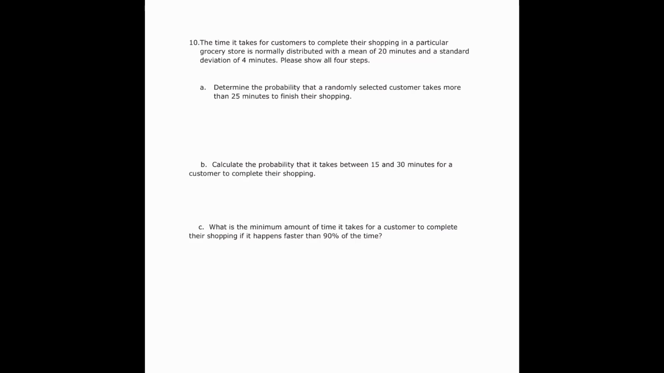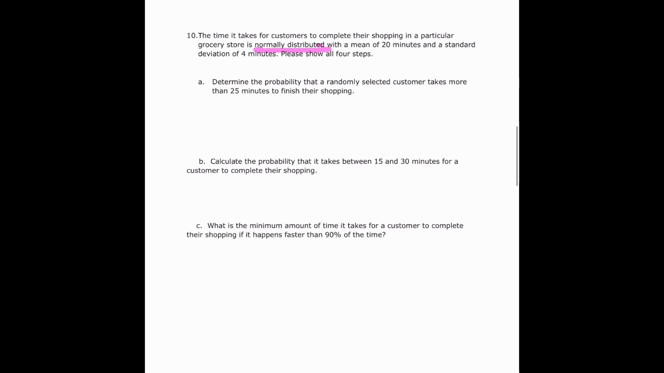Exam review number 2, question number 10. The time it takes for customers to complete their shopping in a particular grocery store is normally distributed with a mean of 20 minutes and a standard deviation of 4 minutes. Determine the probability that a randomly selected customer takes more than 25 minutes to finish their shopping.